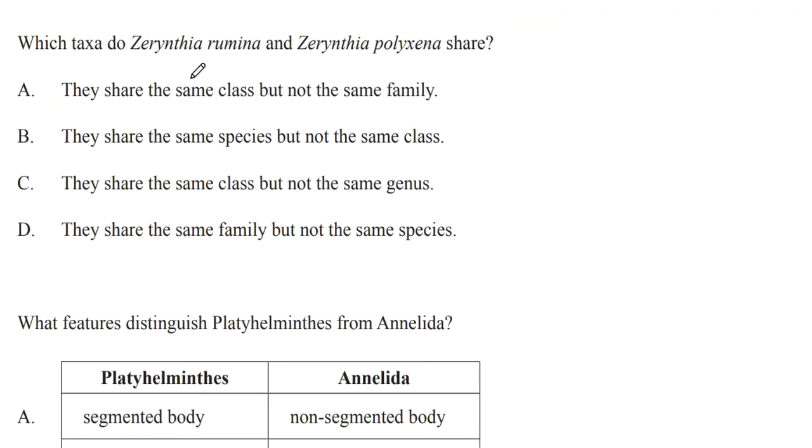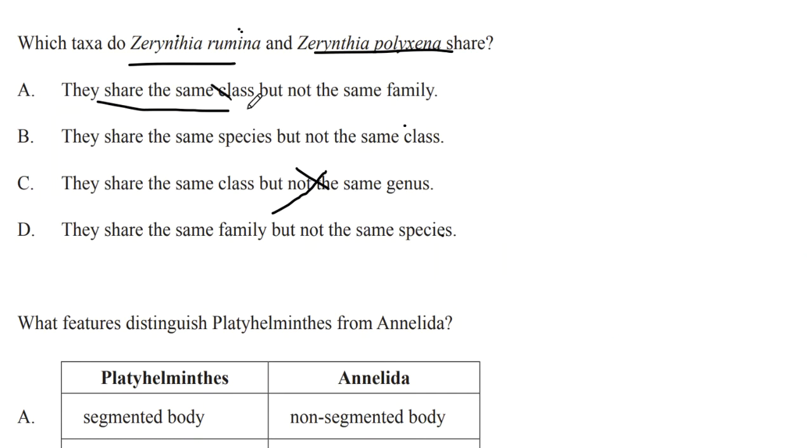Which taxa do Zorinthia rumina and Zorinthia polysina share? They share the same class but not the same family. Well, it goes kingdom, phylum, class, order, family, genus, and species. This is the genus, this is the species. They have the same genus but they're not the same species. There's no option like that, but we know that they are the same genus, so this is not correct. They are not the same species, so it could be these two.